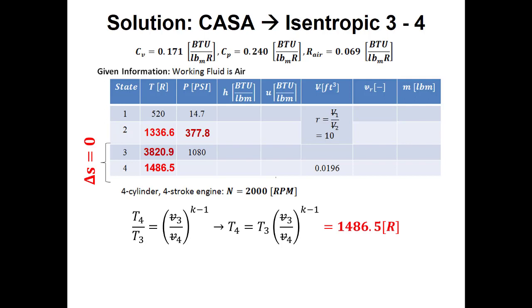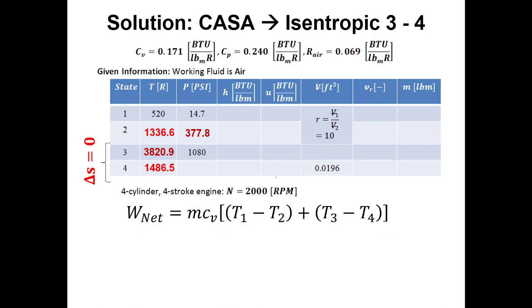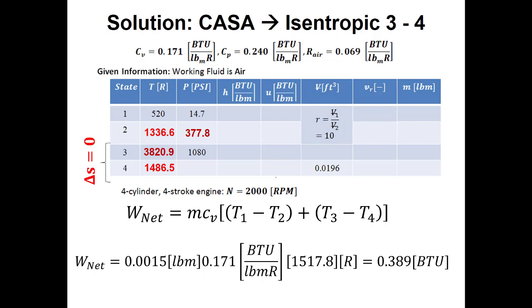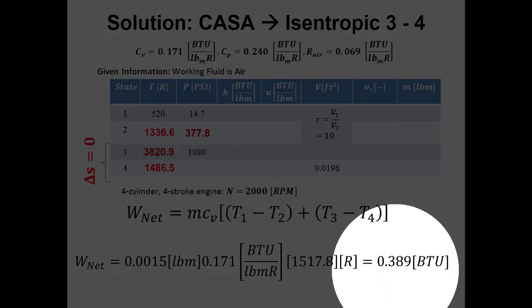So unless a problem specifically asked, what's the pressure at state 4, I don't care, because here I'm trying to find the net power, so I need the net work, and the net work is a function of the temperatures, but not the pressures. So I'm not going to find the pressure at state 4, but I could use the ideal gas law if I wanted to. Now I have this expression for net work, m times CV times T1 minus T2 plus T3 minus T4. I know all these temperatures, I know the mass, I know CV. So when I go through, I get that the net work is 0.389 BTU.